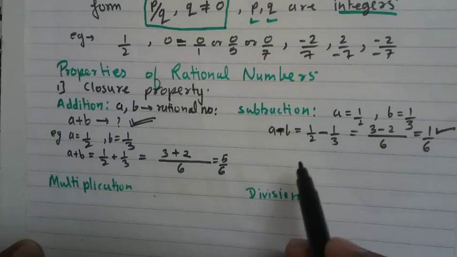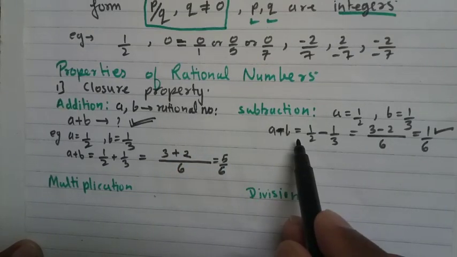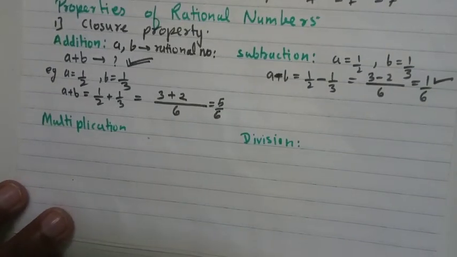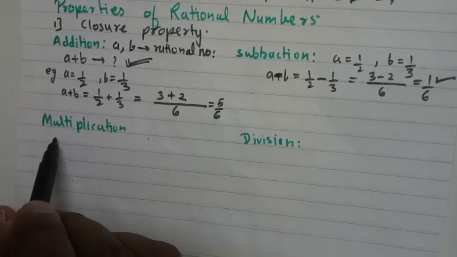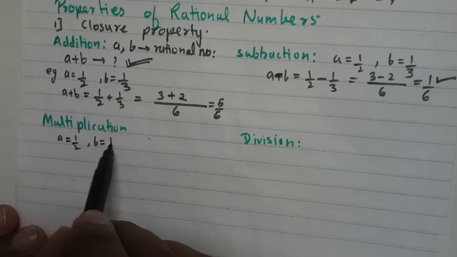So what this means is that rational numbers are closed under subtraction. Hope it's very clear to you. Okay, now let's move to multiplication. Same example I'm taking: a is equal to 1/2, b is equal to 1/3.